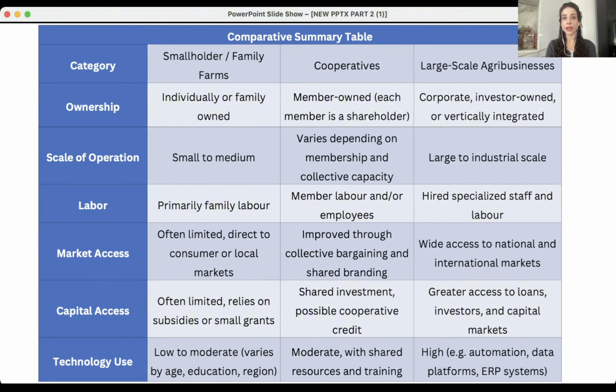Here you can find the comparative summary table of what we have discussed in earlier sections. It's basically the summary of our previous discussions.